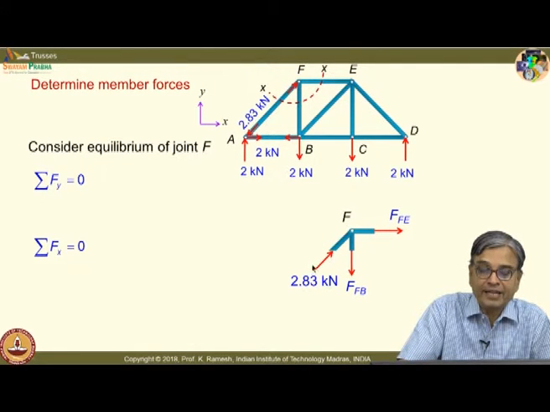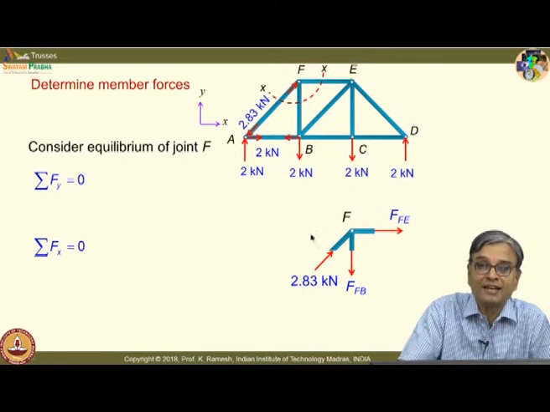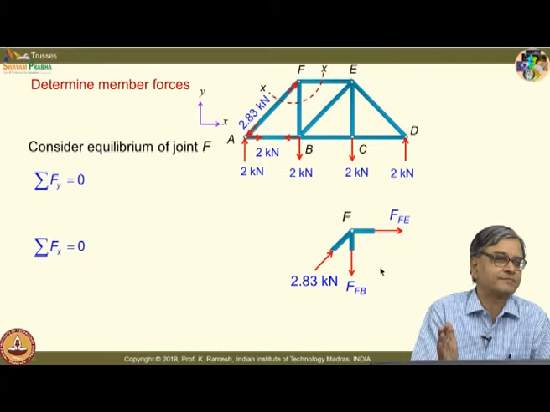Mind you, I am not putting any sign here. I have already indicated the sign in my direction. I just put the value. This is how you have to handle the free body diagram of the joint. I do not know the forces on members FB and FE, so I put the force away from the joint.